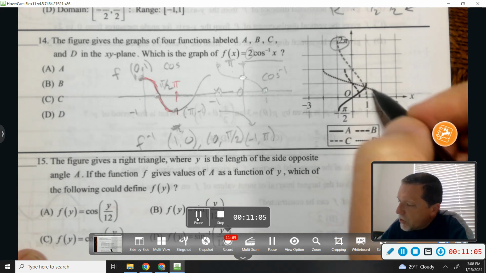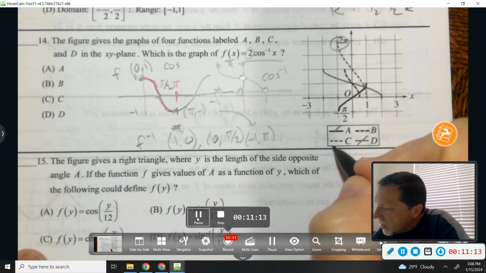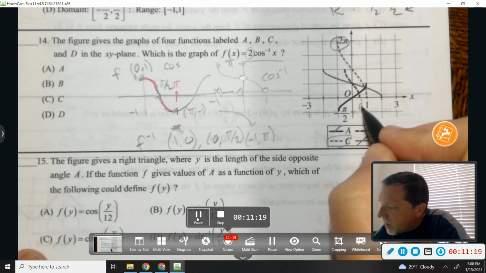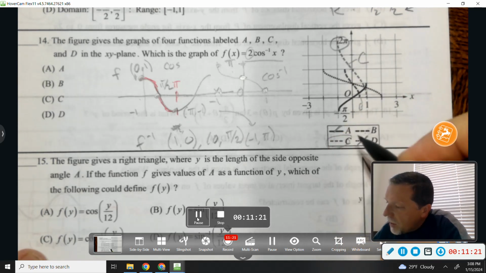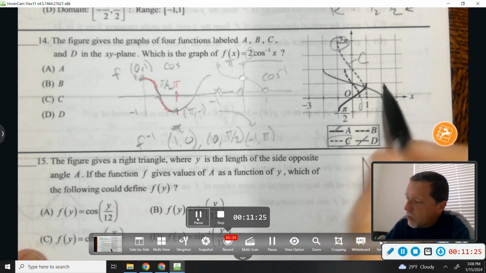So which graph is that? It's not the little dots, and it's not the solid one. So is it B or is it C? I think it's C. C looks a little bit lighter, B looks a little darker, so I think that one's B. I think this one's C. On the test, it's not that hard to tell things apart on a question like this.